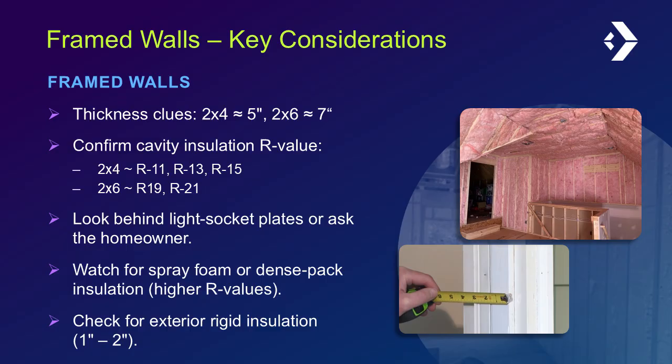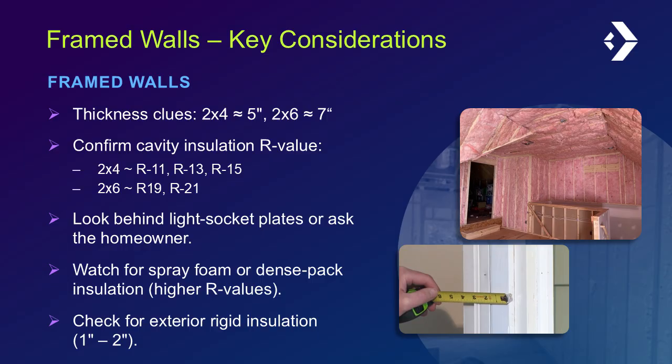2x4 walls are most commonly R13. Newer construction might have R15, and some very old walls might have R11. You may be able to confirm the R values by taking off a light socket plate and looking in, but sometimes you need to make an assumption by the home's vintage here, or by talking to the homeowner to see if they know. It's also worth looking for evidence of spray foam or dense pack insulation in the cavity, as those typically have higher R values.